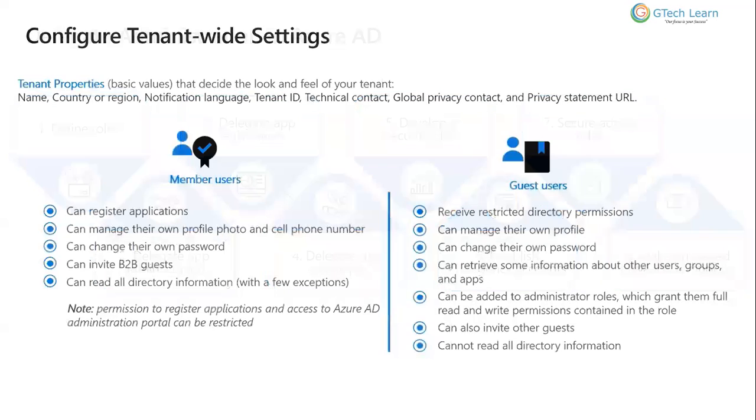Then, if I am talking about the tenant-wide settings, different tenant properties are available where we can set up the look and feel for your tenant, like you can configure the name, country, region, notification language, tenant ID, technical contact, global privacy contact, and privacy statement URL for your tenant. How do you manage those things?